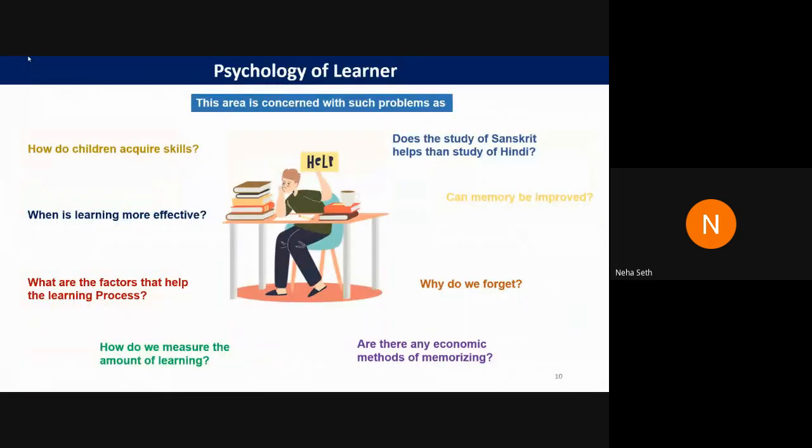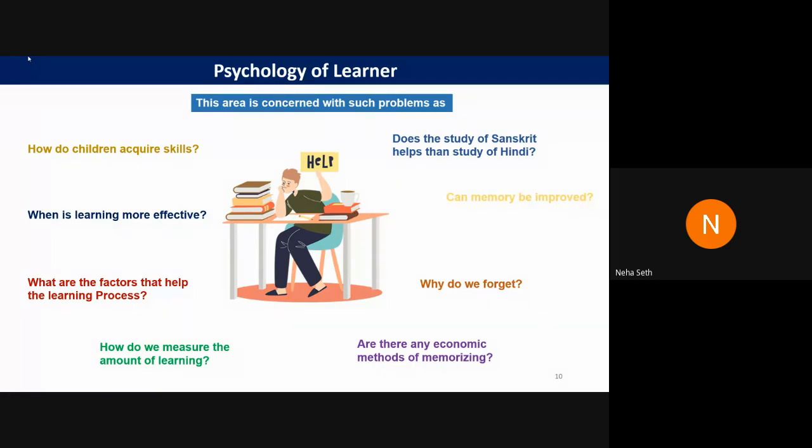Now, when we are talking about psychology of the learner, this area is majorly concerned with some problems, like what students are going through, what is running in their mind when they are in class or when they are trying to study the subject. They are thinking, does the study of Sanskrit help more than the study of Hindi? At times, they are thinking about which subject is better for them when they have to choose between two. Is it possible to improve the memory? Why do we actually forget?